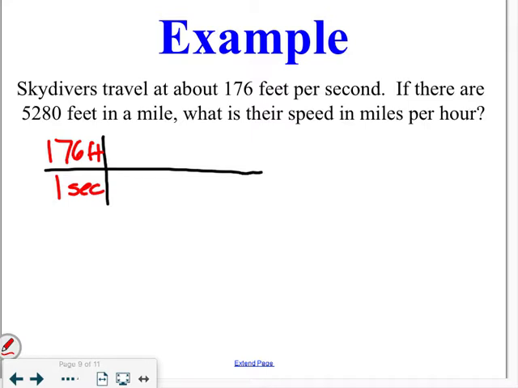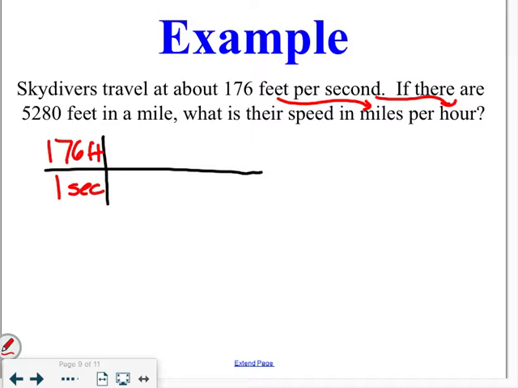If you are looking at this problem, there are going to be 2 different conversions. We have to get our feet into miles, and we have to get our seconds into hours. The nice thing about these conversion charts, the railroad track, is that it allows us to do all of that before we have to do any of the multiplication.